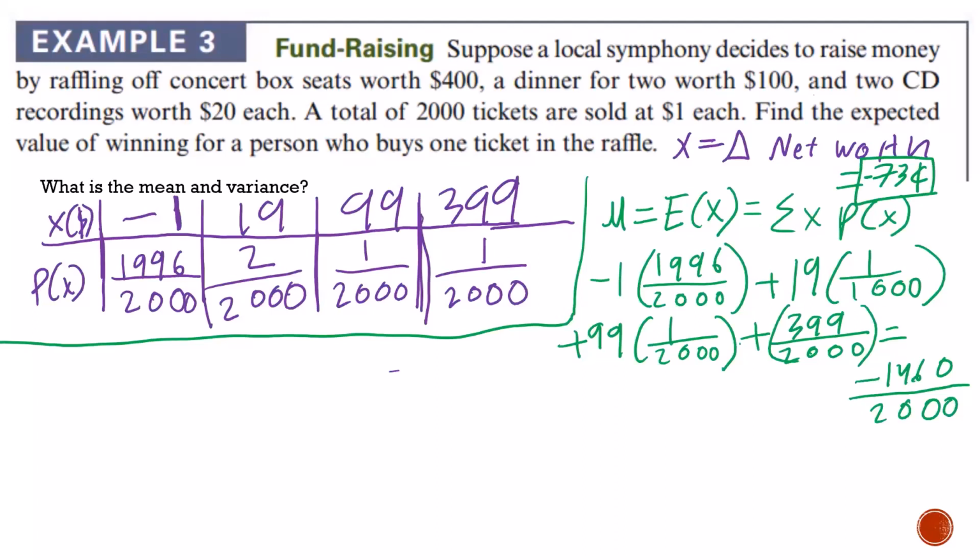Obviously, you never lose exactly 73 cents. But that is the expected value. So that is what you expect to happen every time you play this game. That is the center of your probability distribution. We cool on that and how we calculated that?